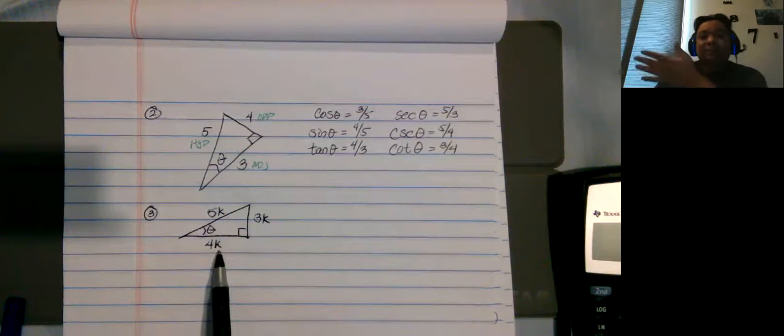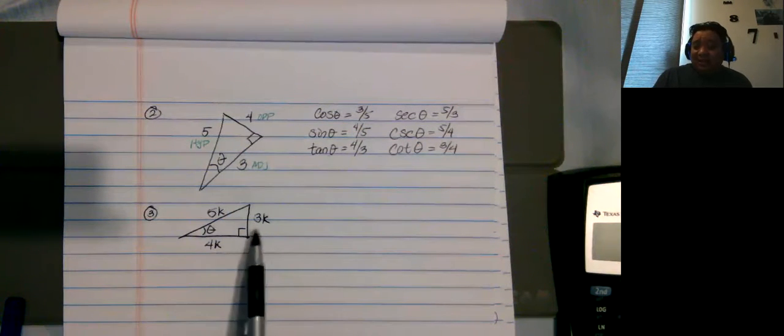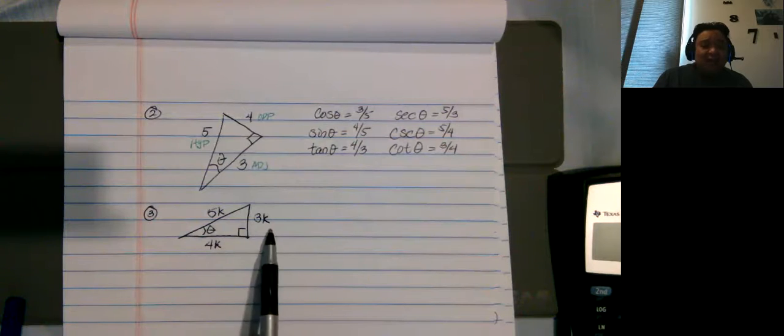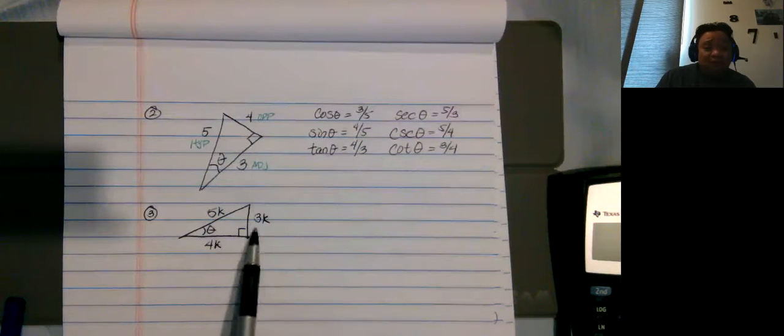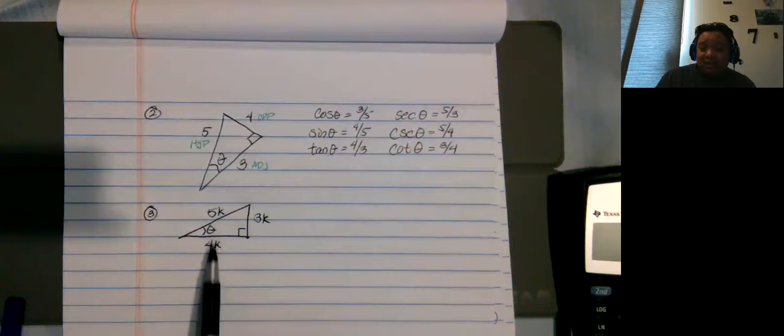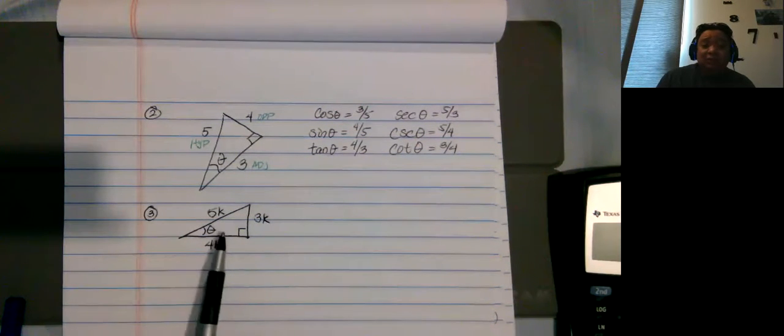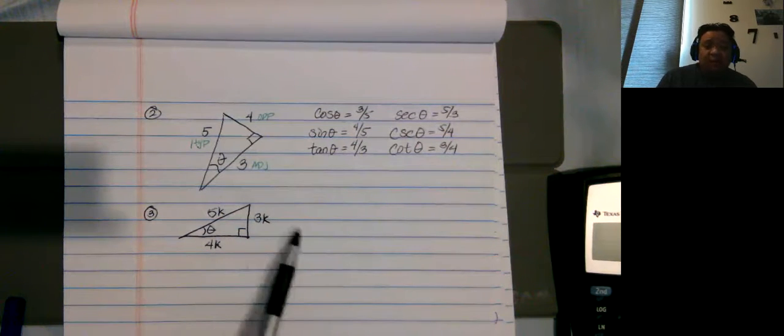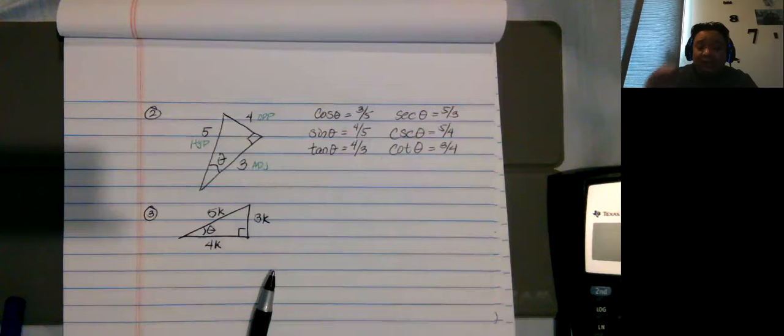Because this is going to come up again in 5.3. And so in 5.3, we're going to just say k is going to end up becoming 1 because it's not going to matter what you put on there. So I'm going to show you right now in this example that k is not going to matter in the values of your trig function. So I want you to now find me the 6 trig functions for this right triangle. Reduce your fractions properly, okay?